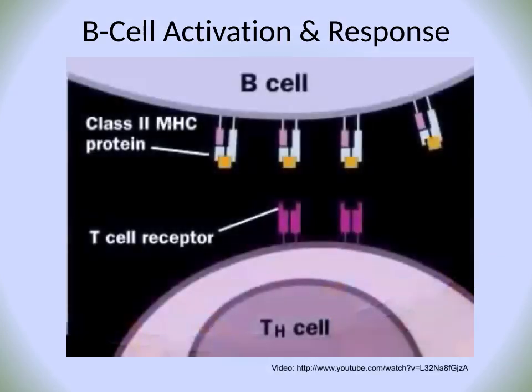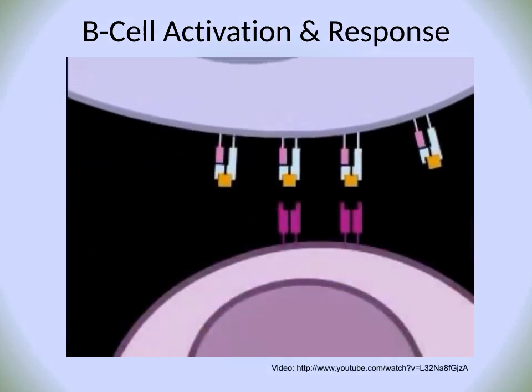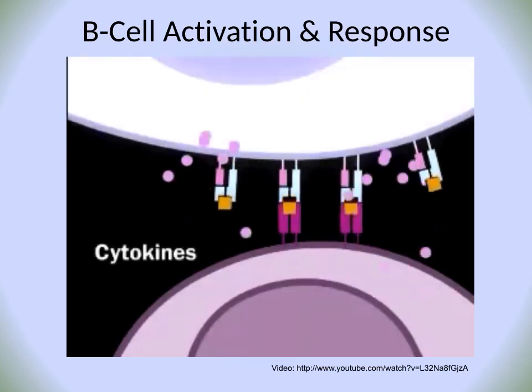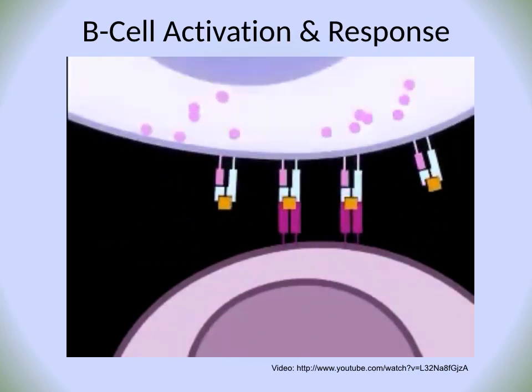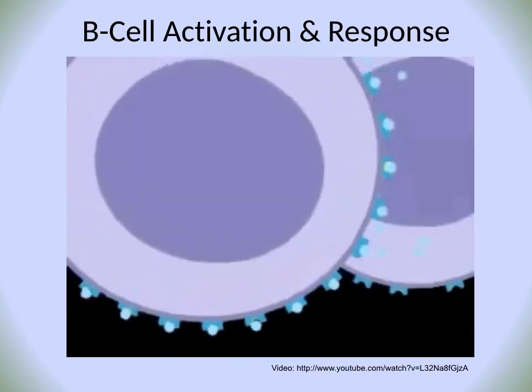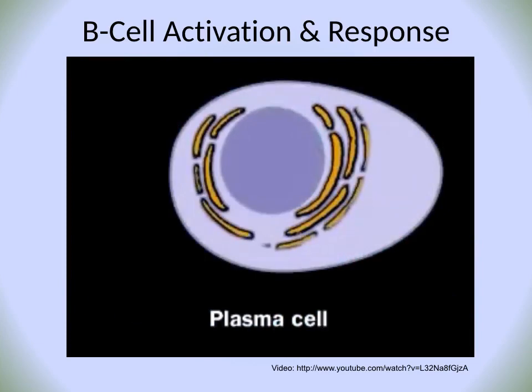Surface. Thus, the B cell becomes an antigen-presenting cell. If an activated helper T cell has the same specificity as the B cell, it can dock with the B cell and assist it by releasing cytokines. The cytokines trigger the B cell to divide, producing a clone of cells that differentiate into plasma cells.